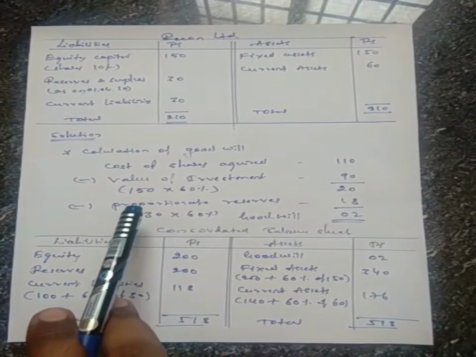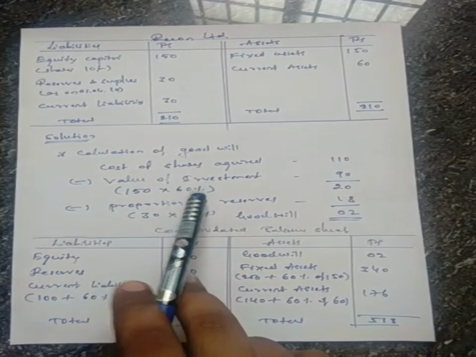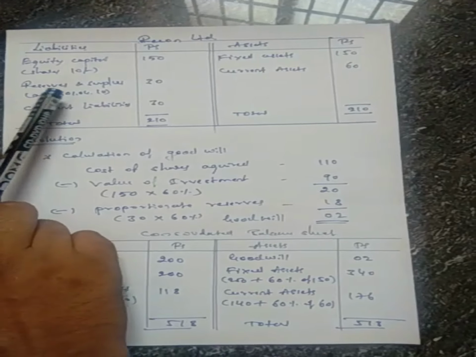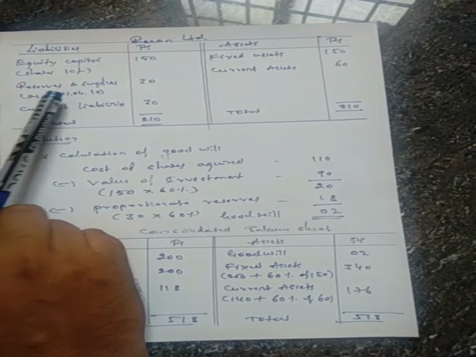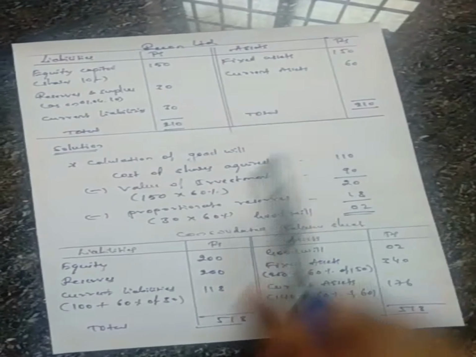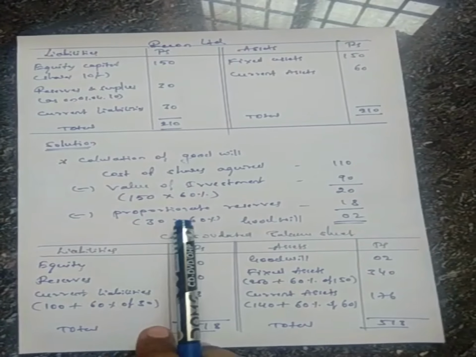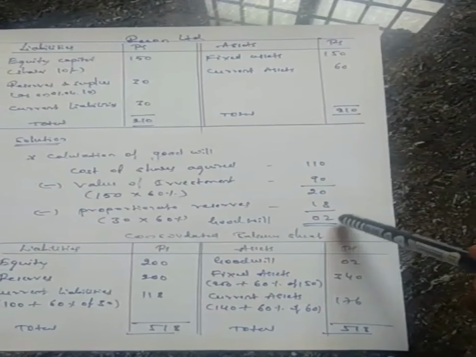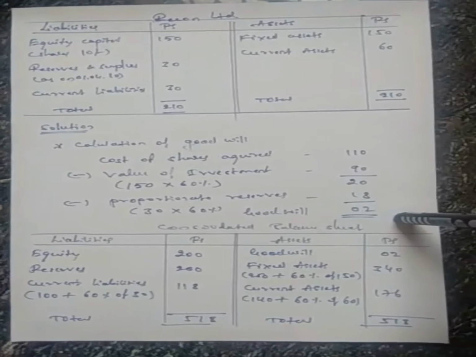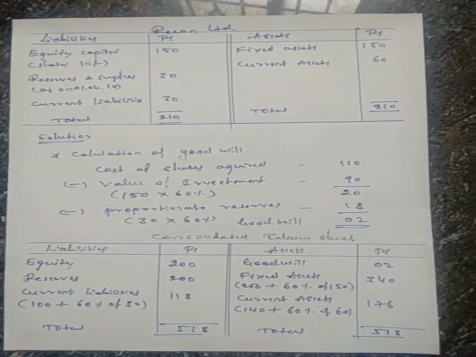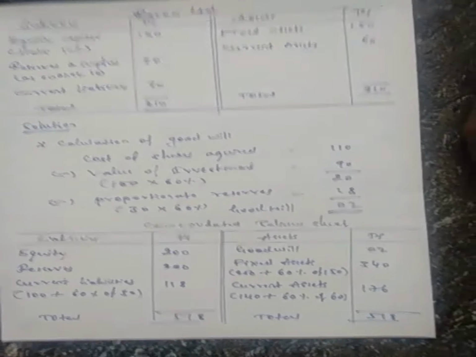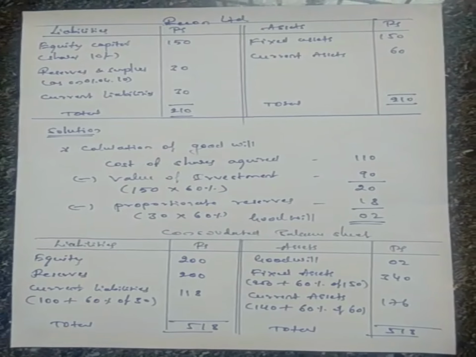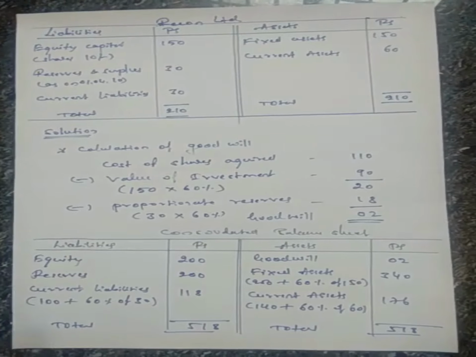And the next one is proportionate reserves. Reserves means, see the balance sheet, reserves and surplus 30, and 60% of 30 is 18. So 20 minus 18, 2 is the goodwill. So this Prorata method can also be called the proportionate method. So now the consolidated balance sheet under Prorata basis.